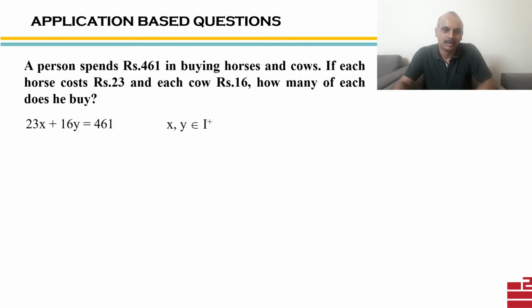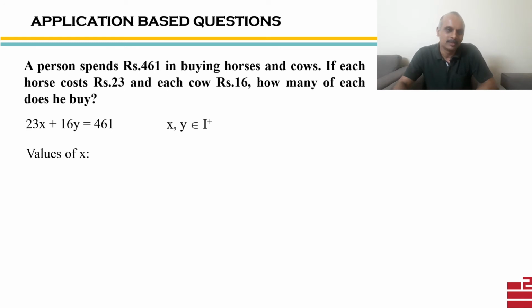And again the problem is, I have got only one equation, two variables, but the underlying concept is that since x and y are positive integers, I cannot have a fractional number of horses or cows, or I cannot have a negative number of cows or horses. This will help me to some extent. So how do we go about it?